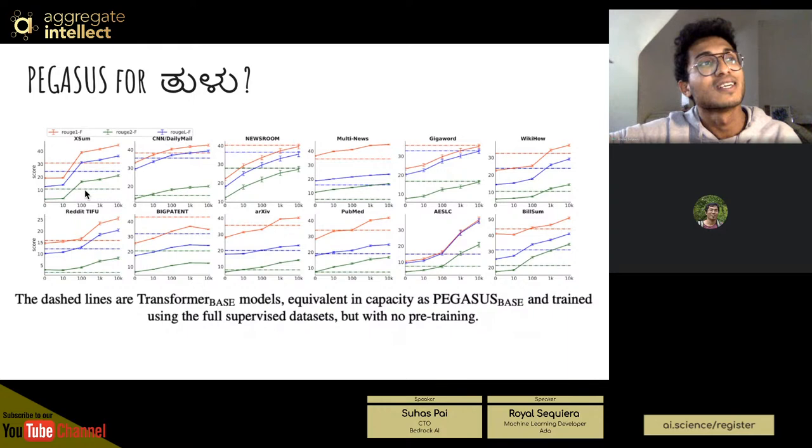And also we will see in some of the later slides that the summaries generated with these 1K samples are nice. They're good not just in terms of Rouge, but even in terms of qualitative results. They look good.